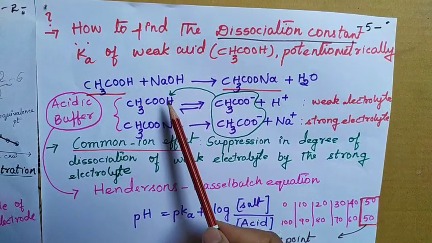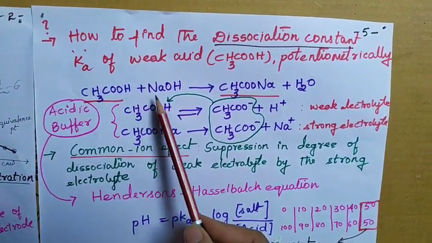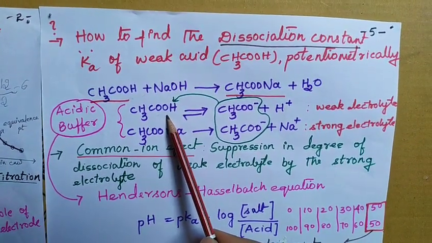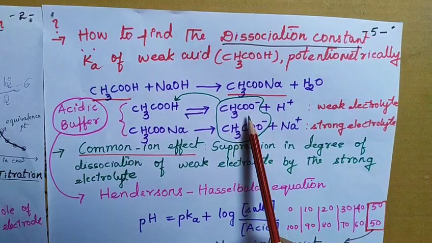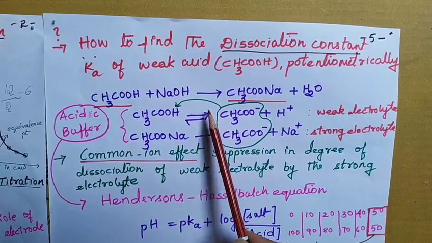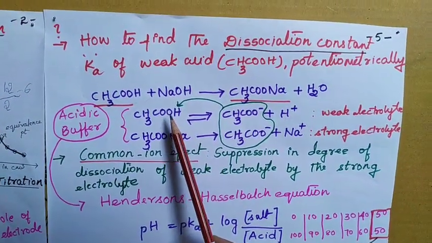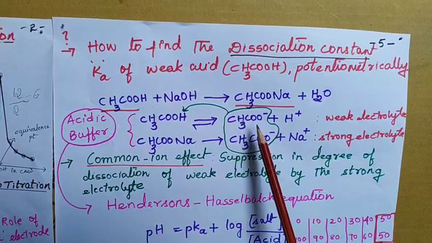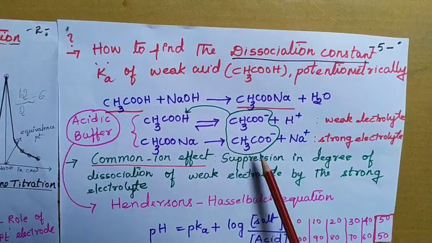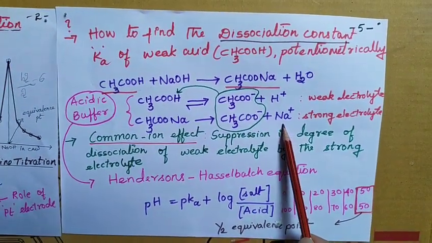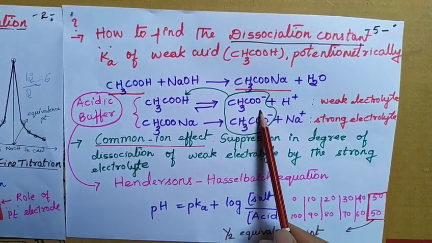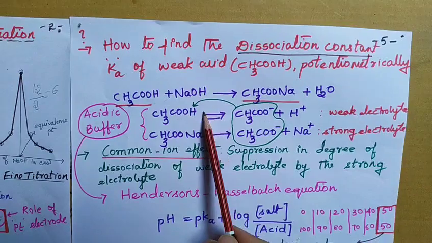The combination of acetic acid and sodium acetate, as I told previously, is an acidic buffer. Among that, acetic acid is a weak acid, and ionizes partially in the solution to acetate and H plus ions. That's why I have written the equilibrium sign here. There is an equilibrium between the undissociated molecule of acetic acid, and acetate and H plus ions. And sodium acetate, being a strong electrolyte, dissociates completely to acetate and Na plus ion. So what happens to the concentration of acetate? It increases.